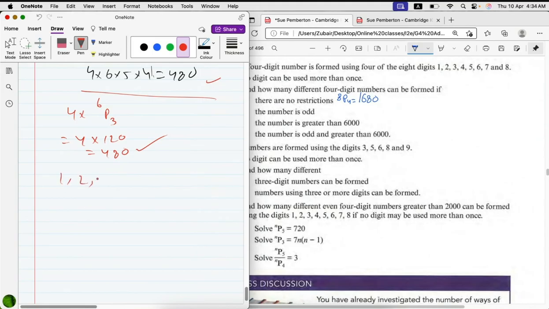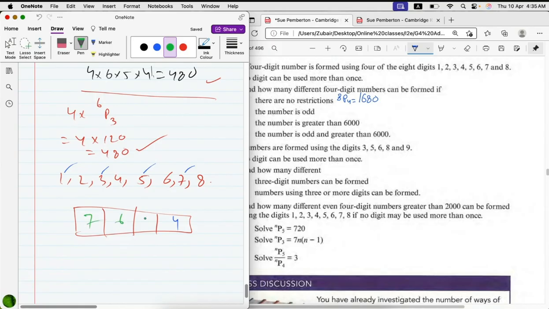So these were 1, 2, 3, 4, 5, 6, 7, 8. And we need a four-digit number. If it has to be odd, I can have 1, 3, 5, 7 at the end. So these are four choices. Once the choice is made, for the first box I'm left with seven choices, then six, then five. So 7 into 6 into 5 into 4 gives me 840.